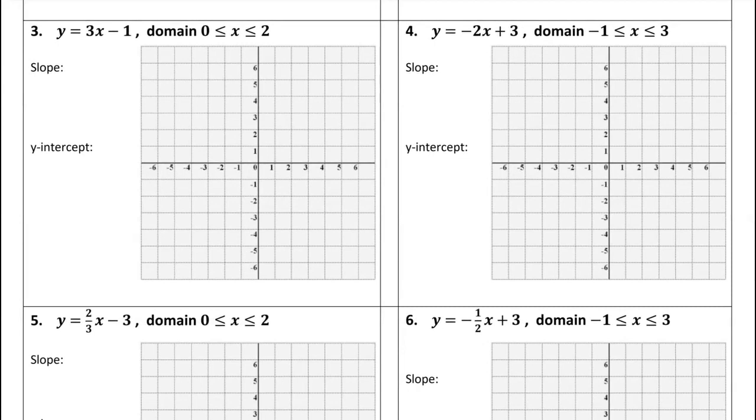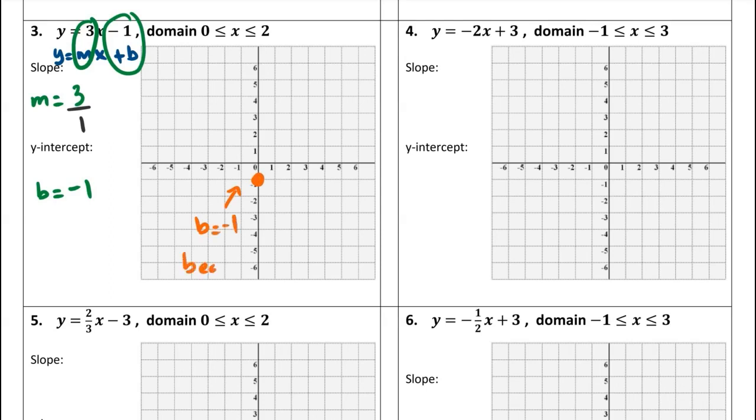Alright, I hope that you tried it out. So here's our answer for number 3. y equals mx plus b. As usual, m is 3 and b is -1. M in fraction form is 3 over 1. For b, we're going to begin at -1.